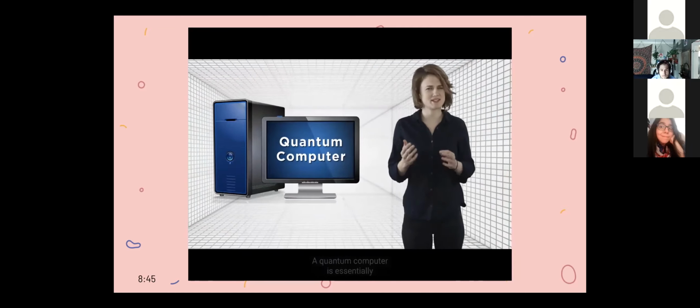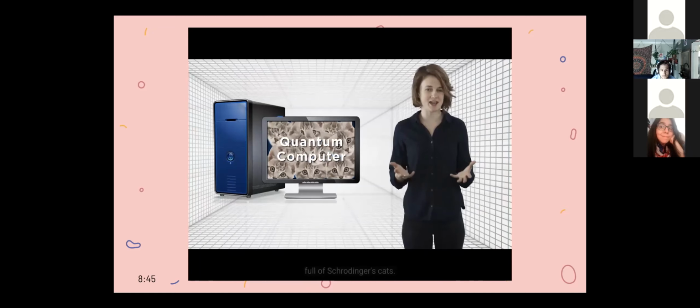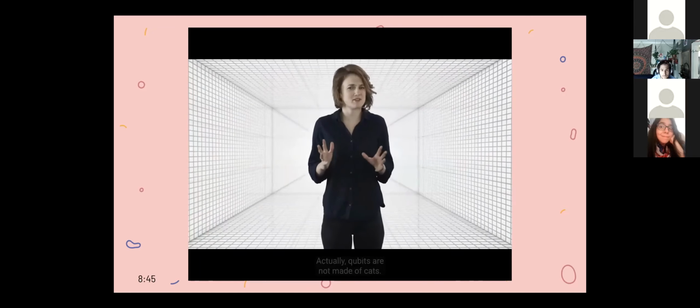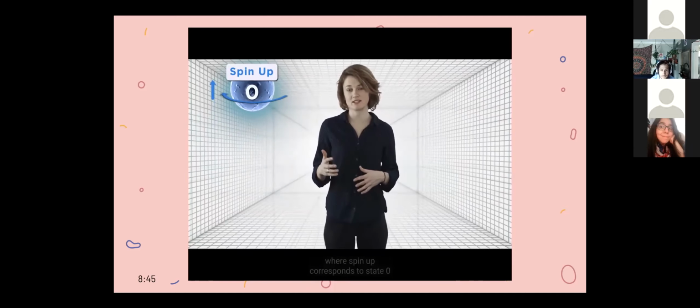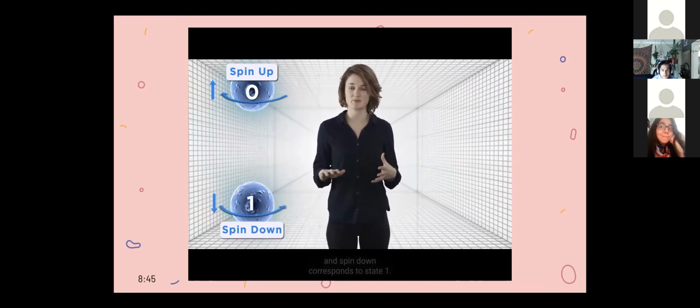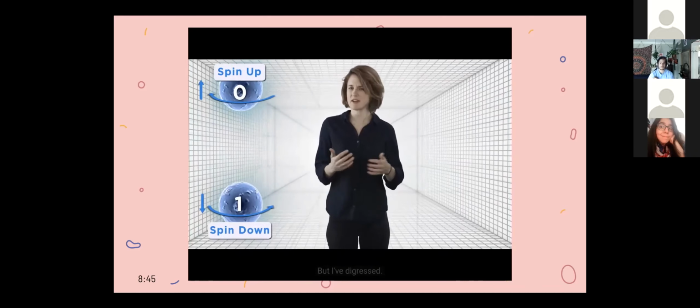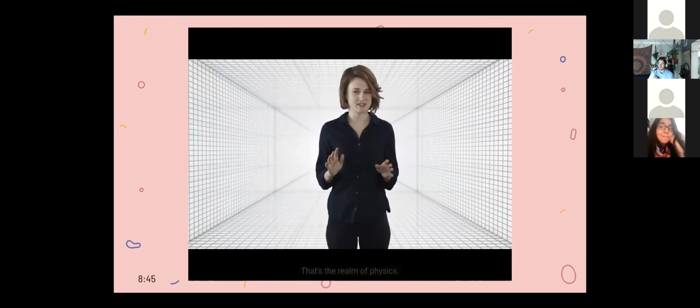A quantum computer is essentially full of Schrodinger's cats. Actually, qubits are not made of cats. Qubit materials are usually things like electrons, where spin up corresponds to state 0 and spin down corresponds to state 1. But I've digressed. That's the realm of physics.